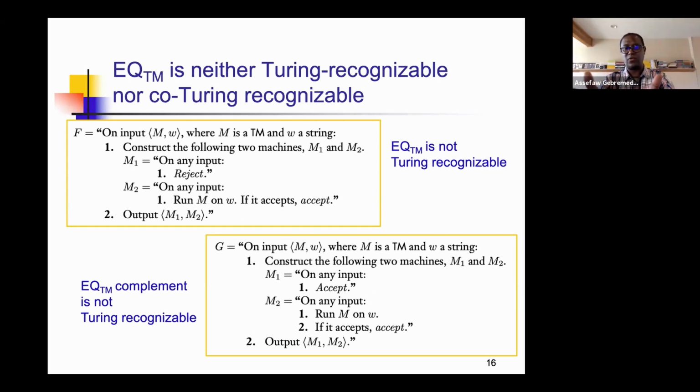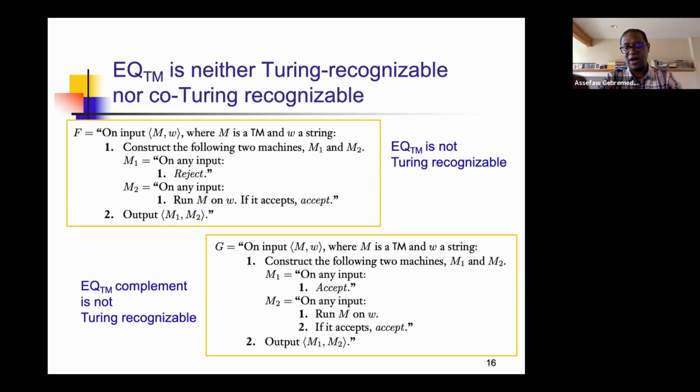So M1 will take any input and accept it all the time, whereas M2 would run M on W, and it would accept if it accepts. And so M1 and M2 now will not be equivalent. In fact, they would not be. And so when we run the output on M1 and M2, we will get a result that gives us the complement of, or the opposite of, whether M1 and M2 are equivalent.